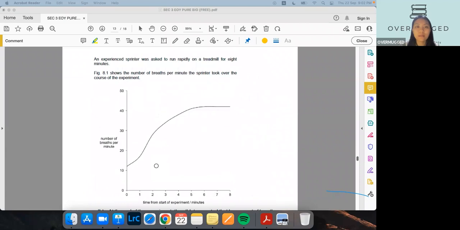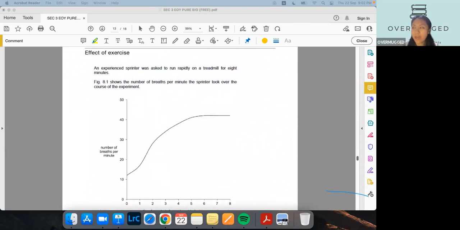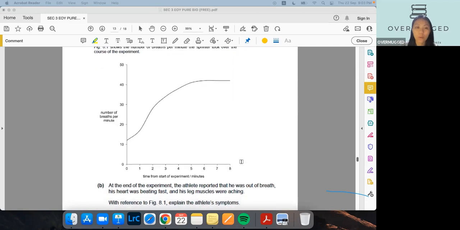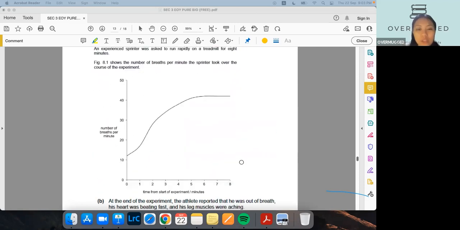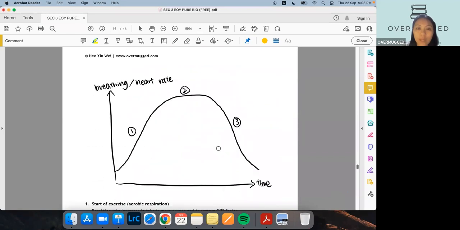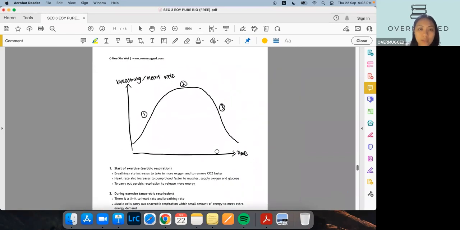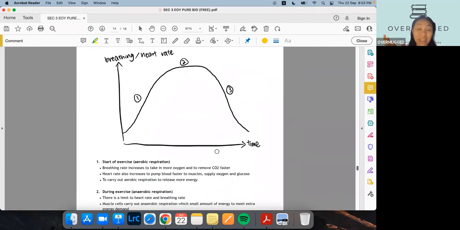Okay, this part is probably their favorite part to test, so I want to spend some time to talk about this. This is a sample question, but I don't really have time to talk about a sample question. But I'm going to give you everything that you need for an answer most of the time about exercising.